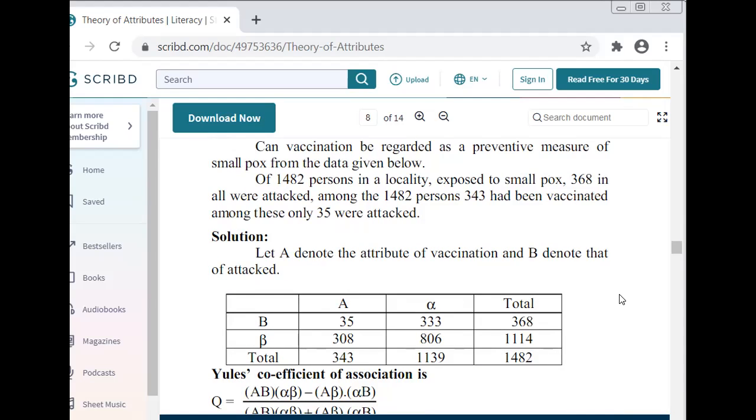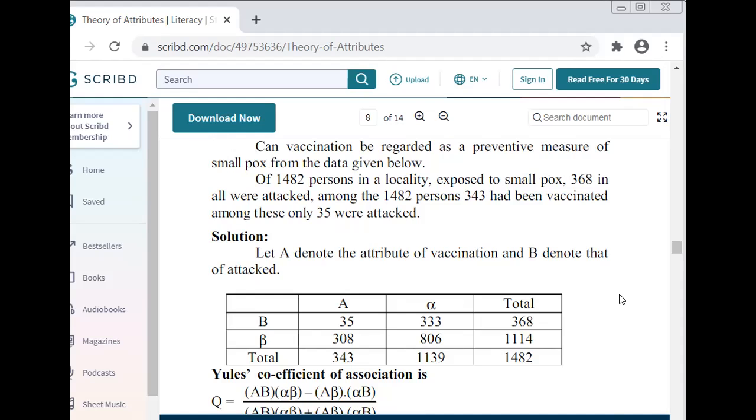Okay. So now here, let capital A denote the attribute of vaccination, then capital B denotes attacked. So what is AB? AB is the attribute of vaccination and attacked, that is AB equal to 35. Then alpha B value, alpha B equal to 333.